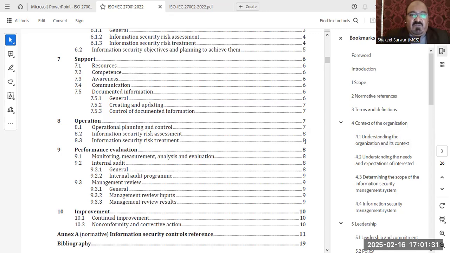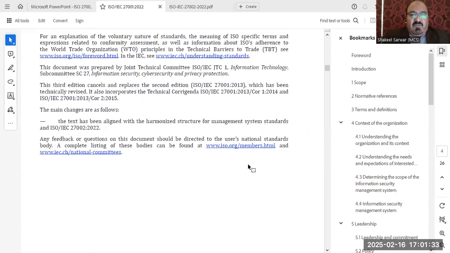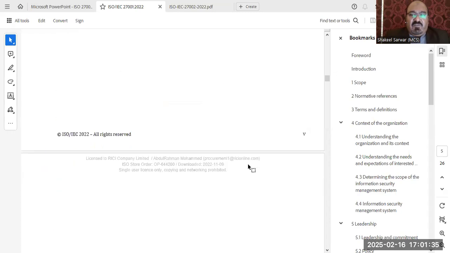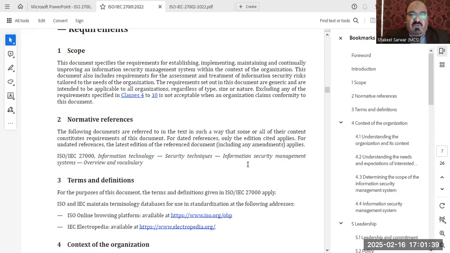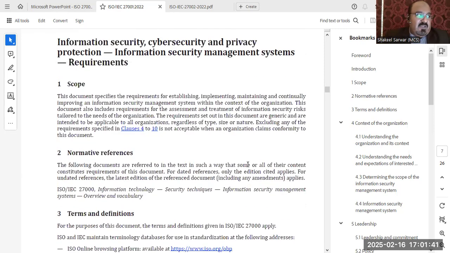So the scope of this standard is to establish, implement, maintain, and continually improve an information security management system with respect to the context of the organization. And in accordance with the requirement of this standard, the organization must also consider the risks that can arise from internal and external factors during the establishment and implementation of ISMS.